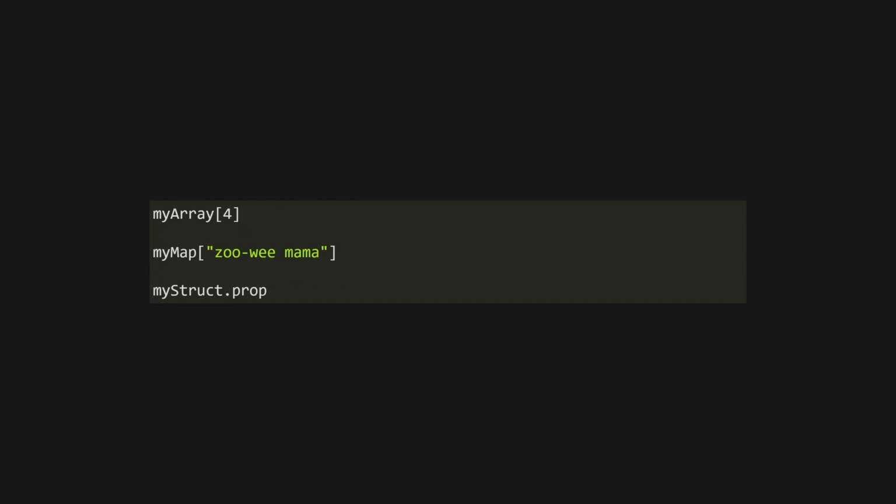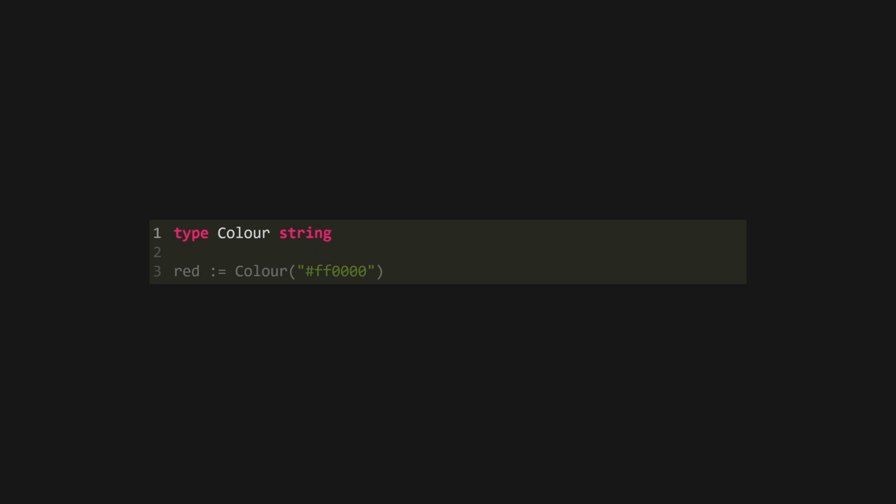Access properties of an array or slice with index notation, maps by their keys, or structs using dot notation. As a side note, you can also declare custom types that wrap primitives using the type keyword. Instantiate these with the type name as a function.